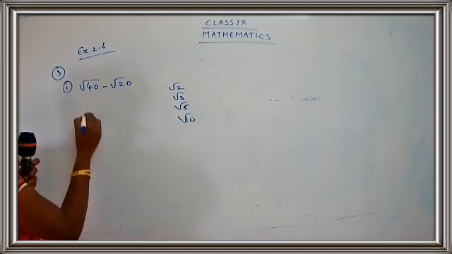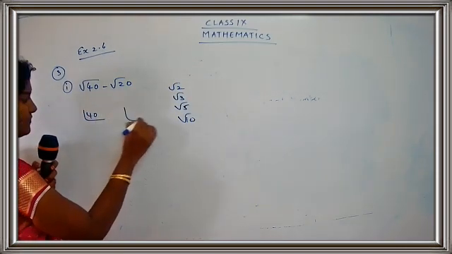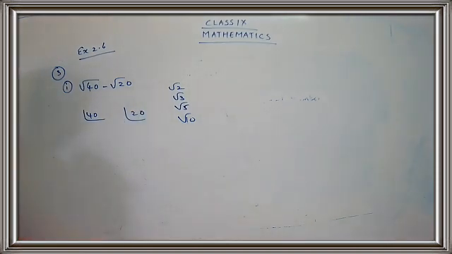Okay, children? So let's factorize 40 and let's factorize 20. Come on, go for the factorization, children. You know how to factorize it. Come on, do it.